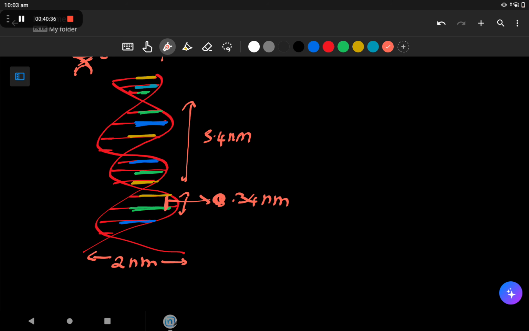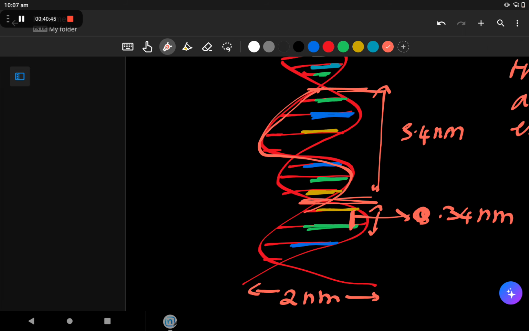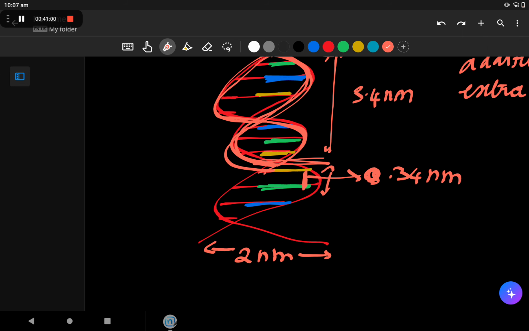This is how it will look like. So first, if you see, this is the whole distance, right, from this to this. One whole turn. This is one turn, this is one turn. The complete turn. Together it is 3.4 nanometer. Right? Whereas the distance between one hydrogen bond and the other is 0.34 nanometer and the whole width is 2 nanometer.